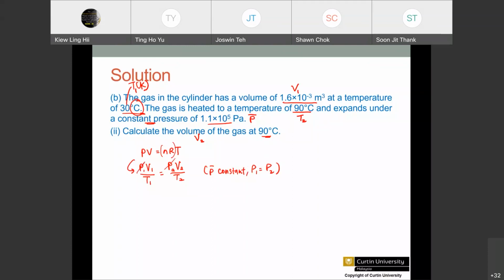V1 is 1.6 times 10 to the power of -3, divided by T1, 30 degrees Celsius, converted to SI unit, plus 273. V2 is the unknown that you need to find. T2 is 90 degrees Celsius. So solve with your calculator: 1.9 times 10 to the power of -3 meter cube.